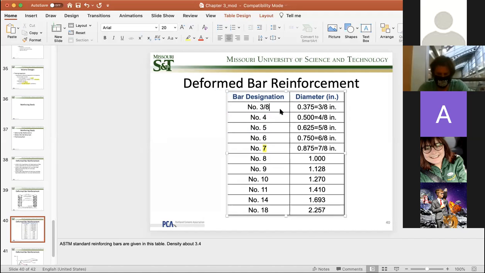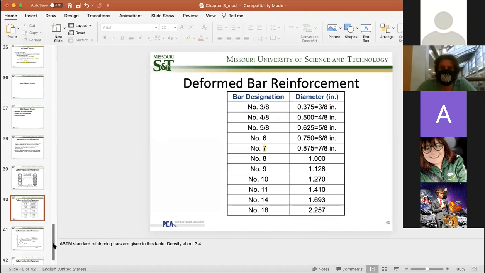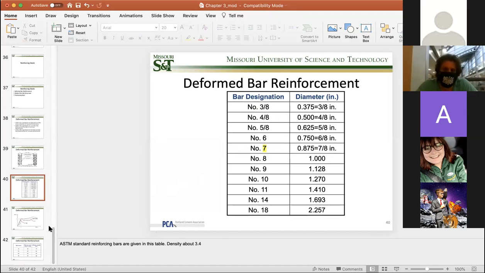So essentially, how the bars are numbered is 3, 4, 5, in eighths of an inch. When we say number 3 bar, it's 3/8. Number 4 bar is a 1/2 inch. Number 5, etc. So this is just some of the rules that we use to remember the bar size.